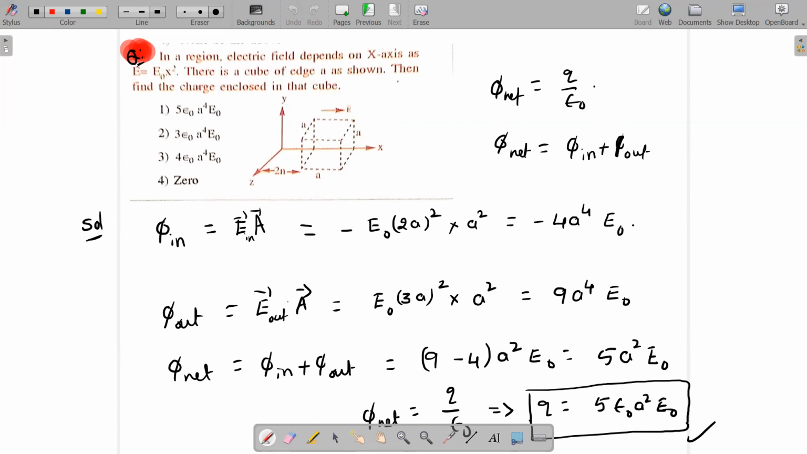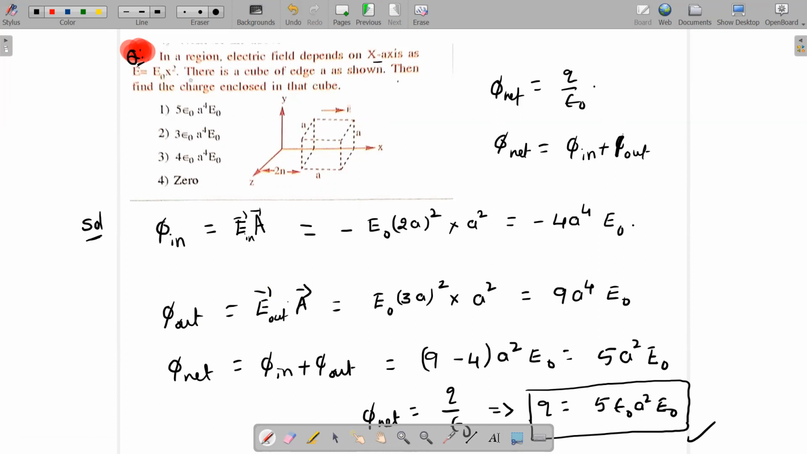There is a cube of edge a, as shown in the figure here. Then find the charge enclosed in this cube. Actually, this cube is kept in an external electric field. It is not uniform. It is varying with x. It is depending on the x-axis.